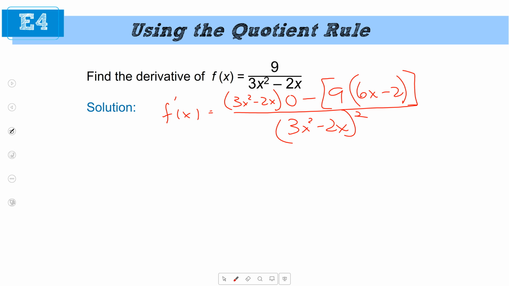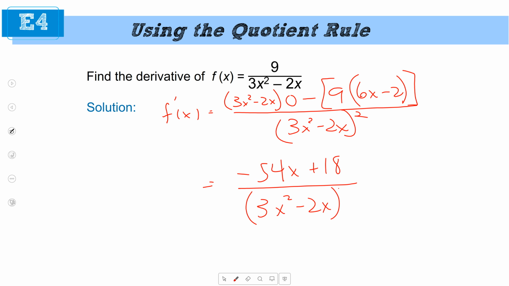However, we can continue with this. Can we not, Hafiz? What would I do next? Simplify the numerator. And again, it doesn't require rocket science to realize that's going to go to 0. And I get negative 54x plus 18 over 3x squared minus 2x quantity squared. Am I done? Yes.